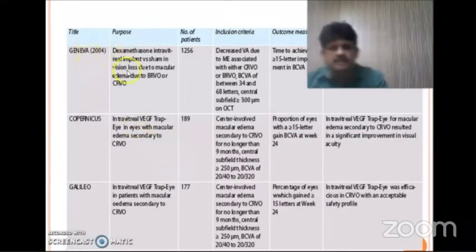Geneva shows the efficacy of dexamethasone, an intravitreal implant, in treating macular edema. Copernicus and Galileo are studies related to intravitreal VEGF trap, that is aflibercept, in treating macular edema.